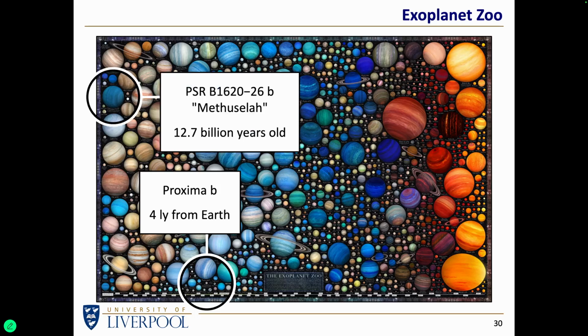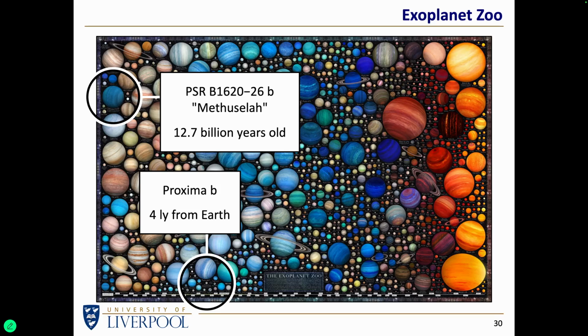In the top left-hand side, there's a planet that's become known as Methuselah because it appears to be orbiting a star that is 12.7 billion years old. This was found spectroscopically. So if the star is 12.7 billion years old, then it seems very unlikely that the star could have existed for billions of years and then a planet formed. So it looks like planets can form very early on in the universe because this planet appears to have formed barely a billion years after the Big Bang.